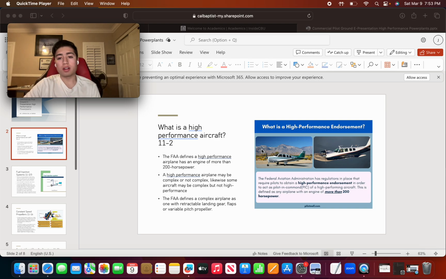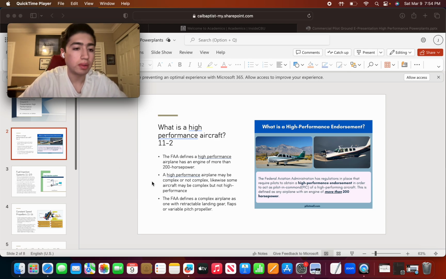So to get started, what is a high performance aircraft? All the information that I take in this presentation is directly from the Jeppesen textbook, 11-2. The FAA defines a high performance airplane as an airplane with an engine of more than 200 horsepower. A high performance airplane may be complex or not complex. Likewise, some aircraft may be complex but not high performance. The FAA defines a complex airplane as one with retractable landing gear, flaps, or a variable pitch propeller. These are some examples, like the picture I provided on the right.